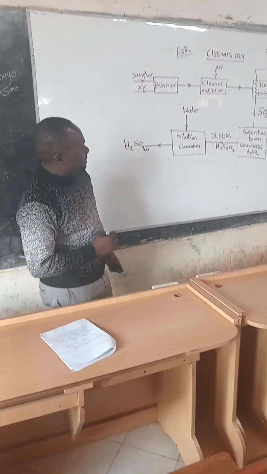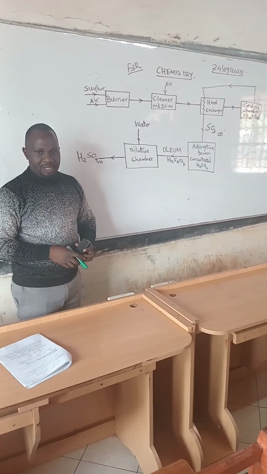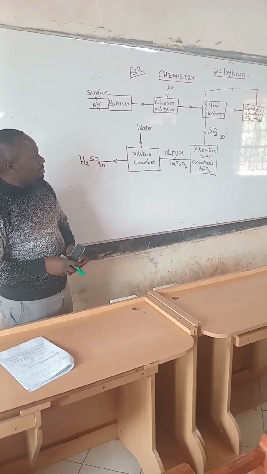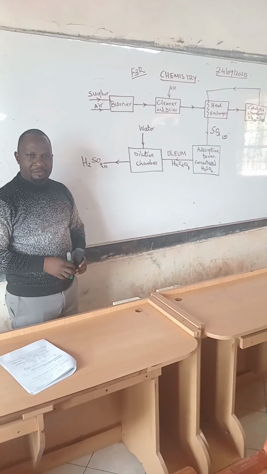And today, if you look at the whiteboard, there is a flow chart. We are going to look at the large scale manufacture of sulfuric acid.